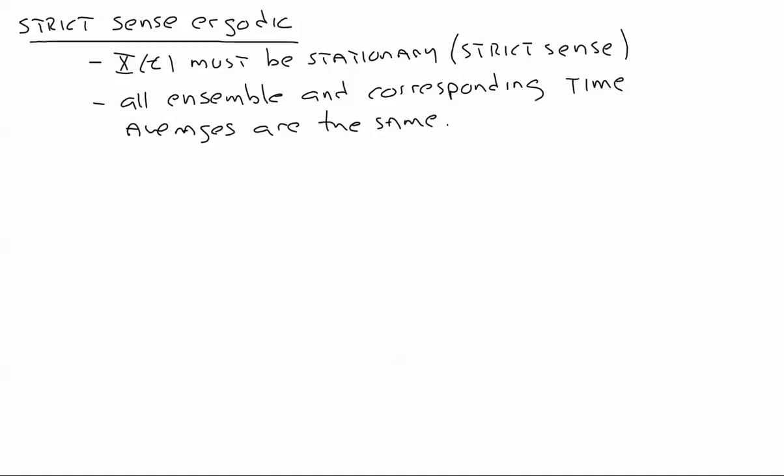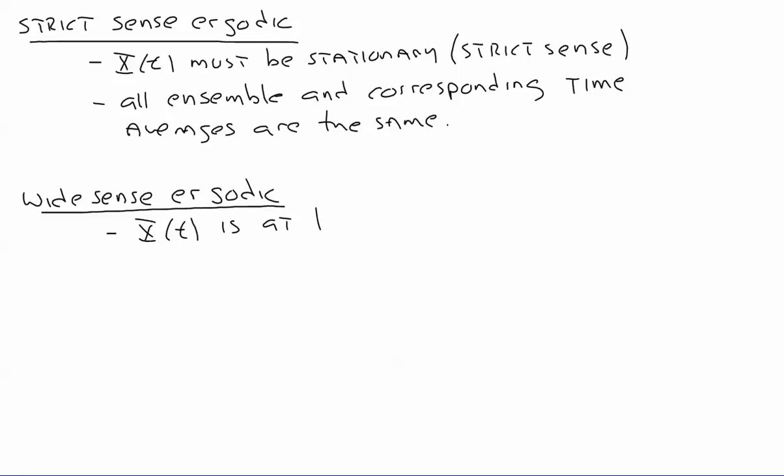Wide sense ergodic implies, first of all, that x of t is at least wide sense stationary, and the first and second order statistics are identical whether they were found through ensemble averaging or time averaging.